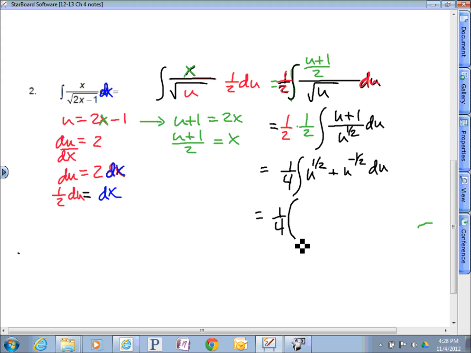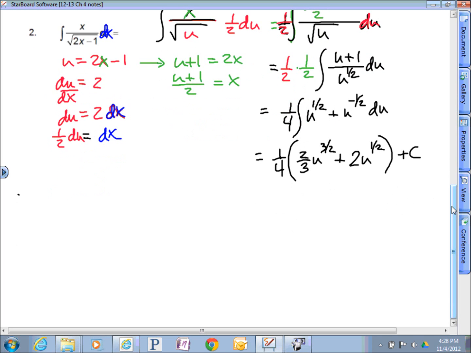integrating u to the 1/2, add 1 to the power, u to the 3/2, divide by the power, 2/3 u to the 3/2. Add 1 to the power, u to the 1/2, divide by the power, divide by 1/2 would be the same as multiplying by 2. Add those together, and somewhere along the line we're going to have to remember to throw in a plus c. And now if you distribute and put your stuff back in, what have we really got? Well, let's see. So 1/4 times 2/3 would be, what do we got? 1/6 of the quantity to the 3/2 plus 1/2 of the quantity to the 1/2 plus c.